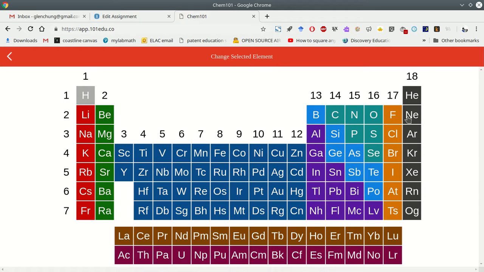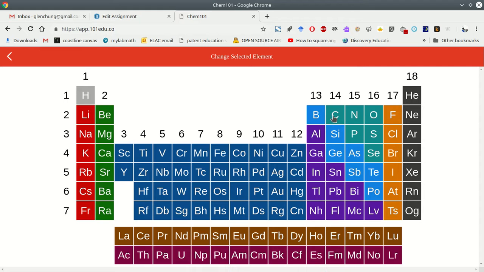1, 2, 3, 4. So carbon has 4 valence electrons, and oxygen is 2 away from the end. So 8 minus 2, that's 6. This has 6 valence electrons. You could think of it as O has 6 valence electrons because it's in group 16. Carbon has 4 valence electrons because it's in group 14, and hydrogen has 1 valence electron because it's in group 1.